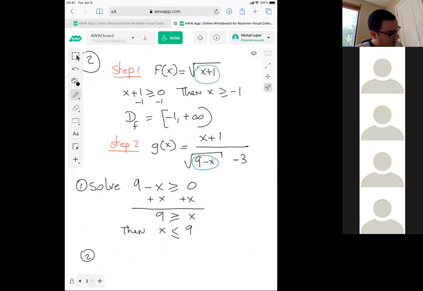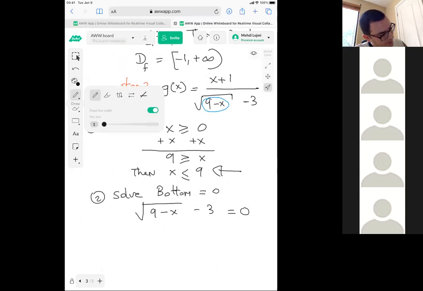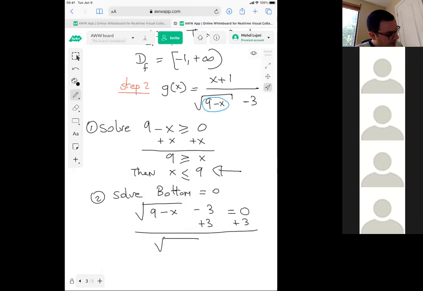So that's the first thing. The second thing to do is to solve the bottom is 0. And the bottom would be this whole thing here. So it's the square root of 9 minus x minus 3 is equal to 0. All right, so let's solve this equation. So here's plus 3 both sides. The square root of 9 minus x equal to positive 3. We square to get rid of the square root.